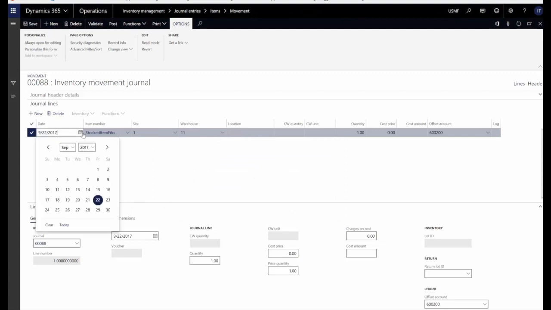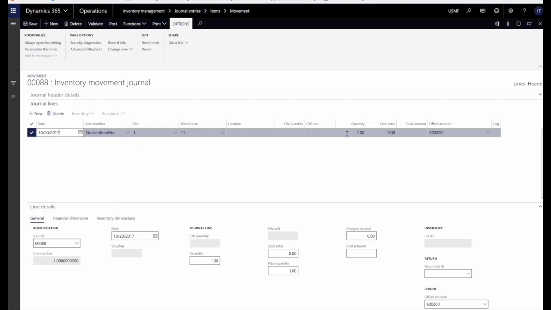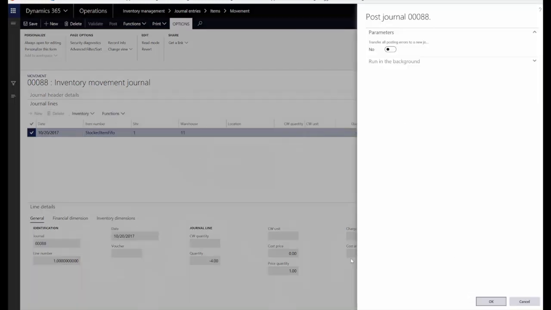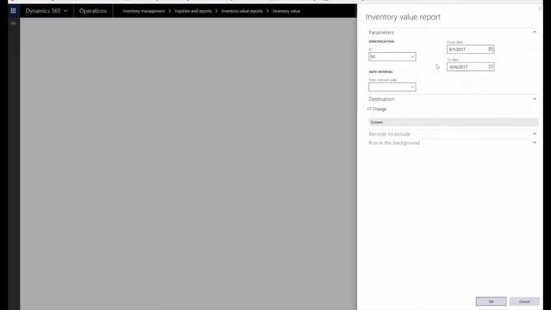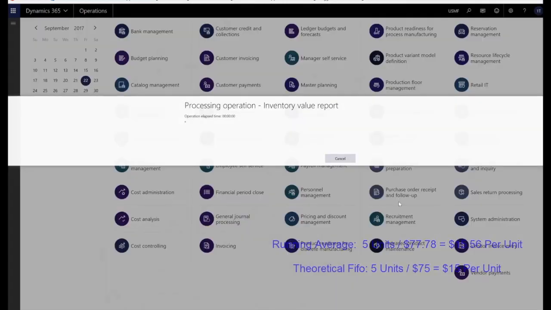So now I'm going to take 4 more units out at 10:20. A month later, we're going to consume 4 more units. And again, the system picks the cost. We don't get to pick the cost. That's not editable. We're going to post this, and let's look at what value those came out at, because they came out at our new running average. So now you can see those 4 came out at 15.56.